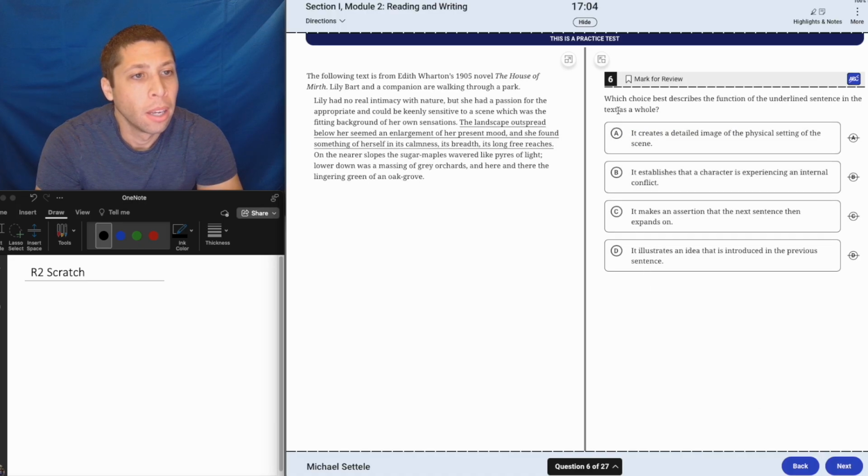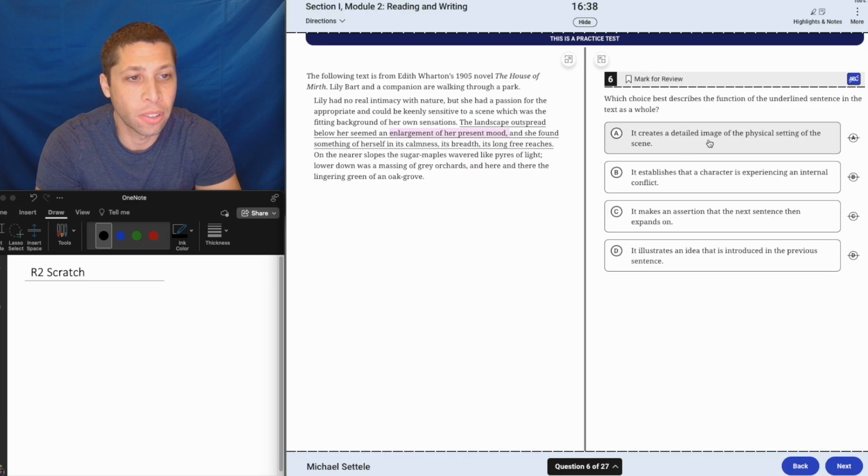Lily had no real intimacy with nature, but she had a passion for the appropriate and could be keenly sensitive to a scene which was the fitting background of her own sensations. The landscape outspread below her seemed an enlargement of her present mood. That sounds important. And she found something in herself in its calmness, its breadth, its long free reaches. Of the nearer slopes, the sugar maples wavered like pyres of light, lower down the Mexican gray orchards. And yeah, okay, so the landscape is helping her feel good.